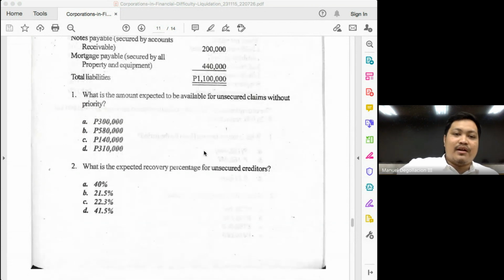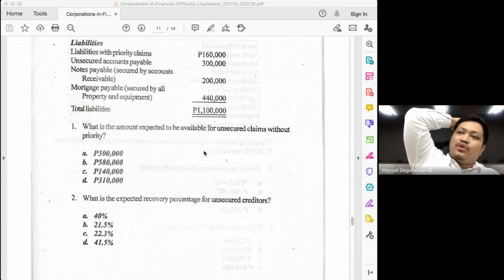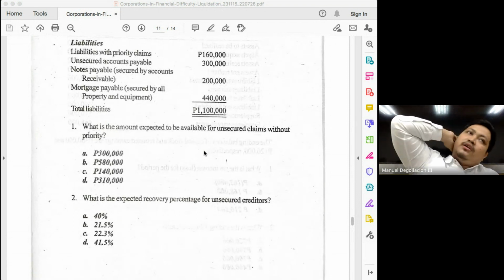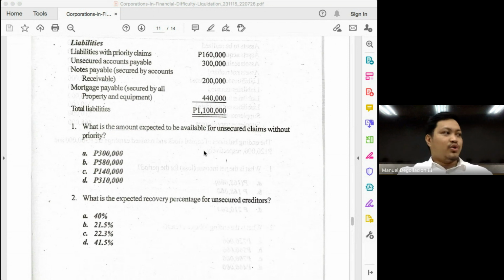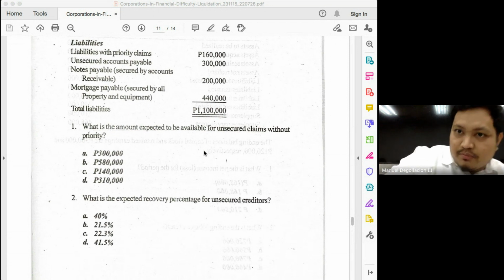Let's start with the recovery rate, class. What do we need to solve for the recovery rate? You need your net free asset to be divided by your total unsecured liabilities without priority.